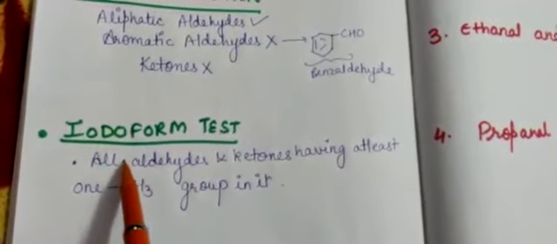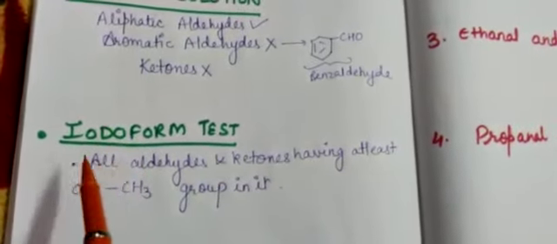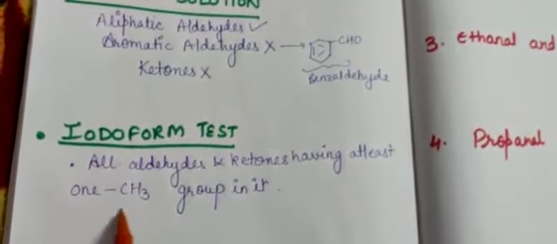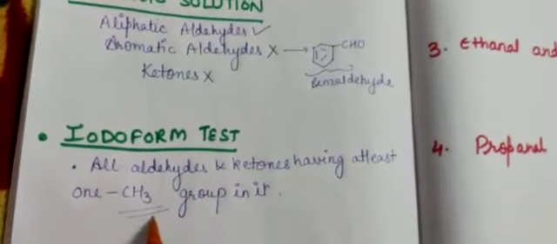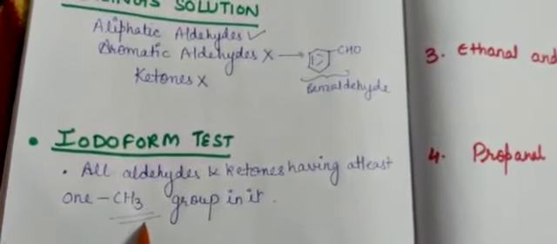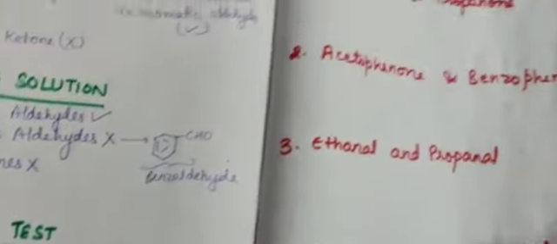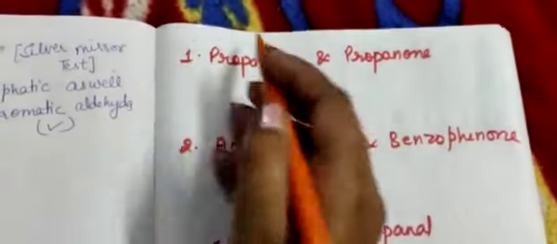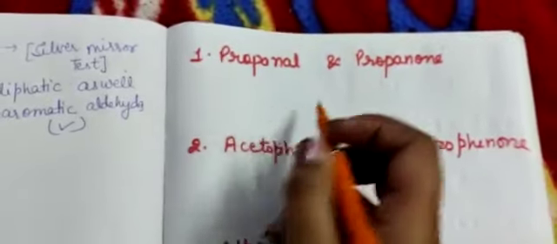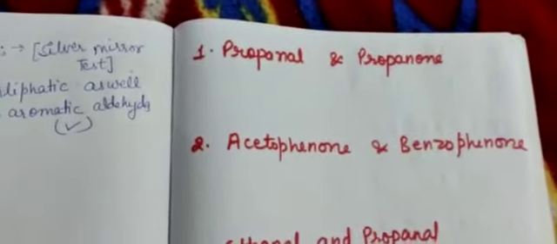Actually, the iodoform test is given by all aldehydes and ketones which have at least one CH3 group in it. Meaning it is mandatory that one CH3 group should be attached to the functional group. So here I have some compounds to distinguish between. We will just write the name of the reagent, right?